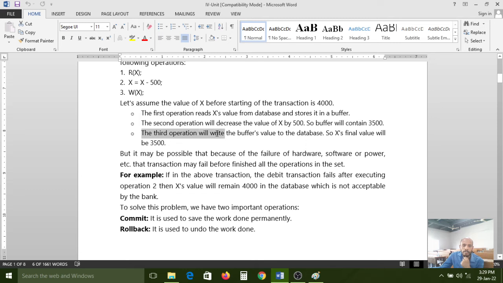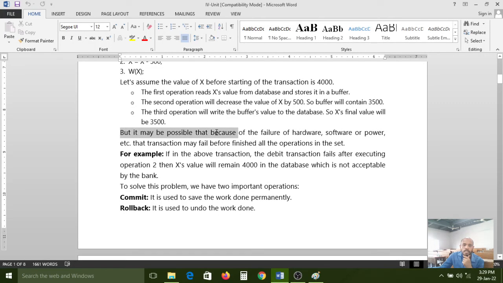The third operation will write the buffer's value to the database. So X's final value will be 3500. When you use the write operation, automatically the data, the 3500, is moved from the buffer to the database for permanent storage. Okay, so X's final value will be 3500.